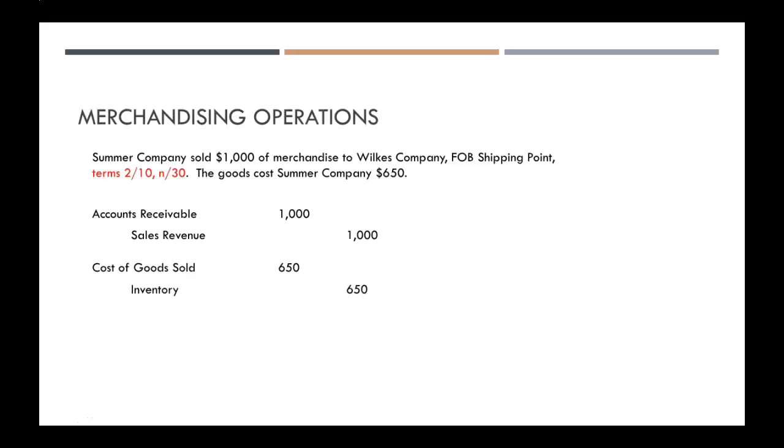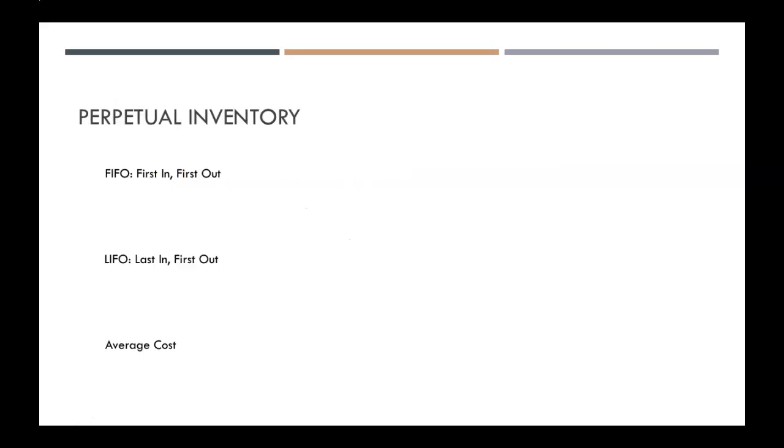If we take a look back at the journal entries that we just did, we would only care about that 650. We would only care about the 650 for cost of goods sold and the 650 for inventory. We would not care about that $1,000 amount. And that is true for FIFO, LIFO, and average cost.